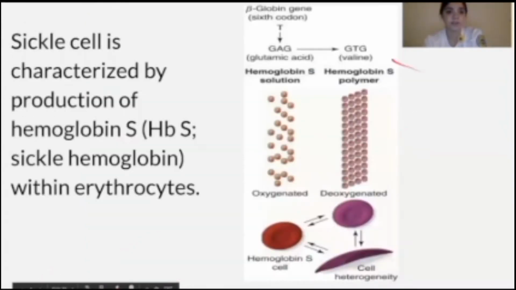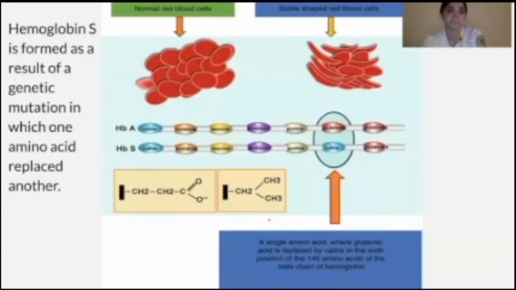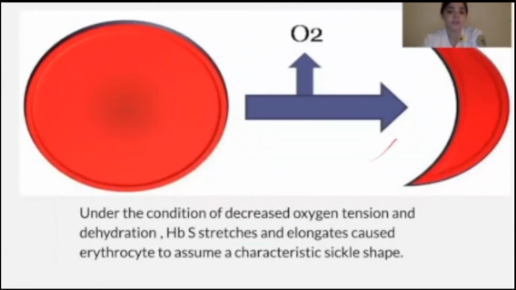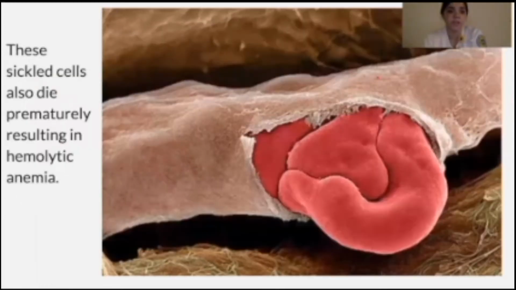Sickle cell is characterized by production of hemoglobin S, sickle hemoglobin, within the erythrocytes. So we're going to have the original erythrocyte, and it's going to turn into hemoglobin S. Hemoglobin S is formed as a result of a genetic mutation in which one of the amino acids is replaced by a mutated one, causing the sickle cell. Under the condition of decreased oxygen tension and dehydration, hemoglobin S stretches and elongates, causing an erythrocyte to assume a characteristic sickle cell shape. These sickle cells also die prematurely, resulting in hemolytic anemia.